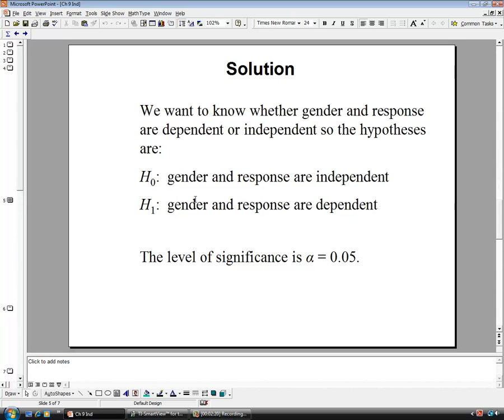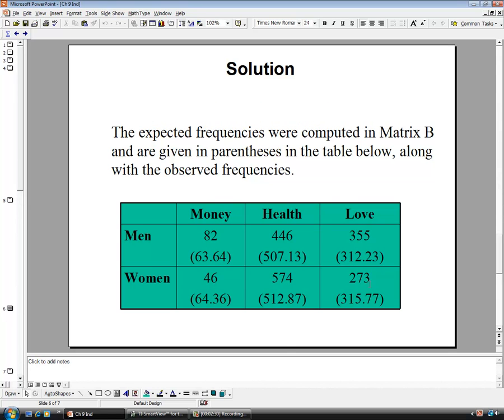So our null is that the response and gender are independent of each other, and the alternative is that they're dependent. And again, alpha is 0.05. Now, what's going to happen is you're going to enter the data into a matrix. What you're going to enter are the observed counts, which I have on top here. The parenthetical values are the expected counts.